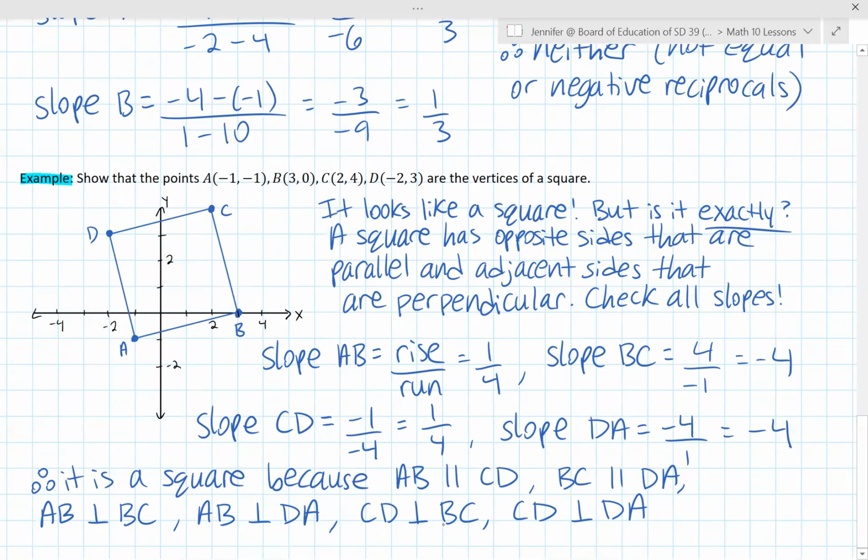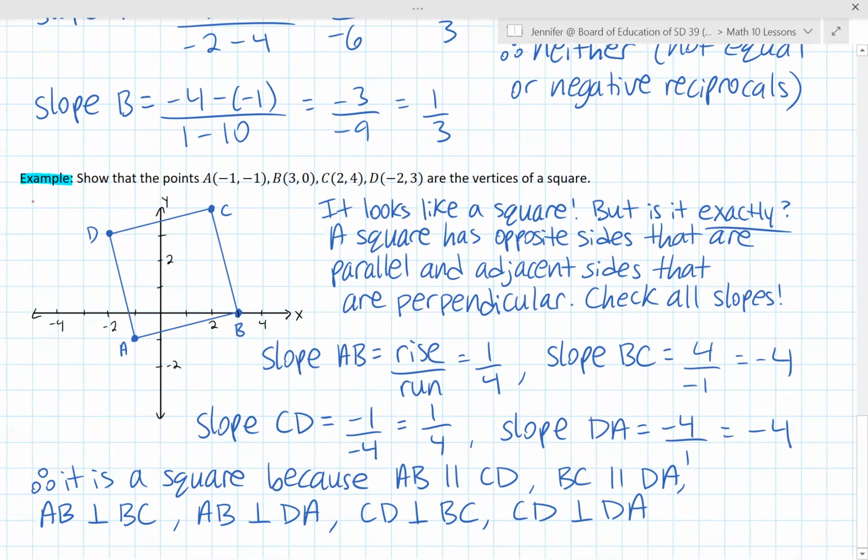We also checked that the other corners are perpendicular, so CD and BC. These are perpendicular with each other because they're negative reciprocals, and then CD with DA. So essentially, you just checked all 4 corners and found that those line segments are perpendicular, so it has to be meeting at a 90-degree angle, and all the opposite lines are parallel to each other.